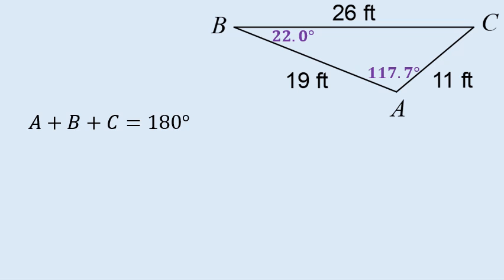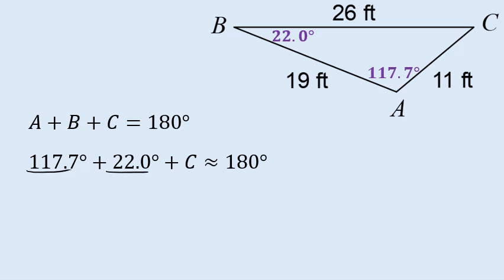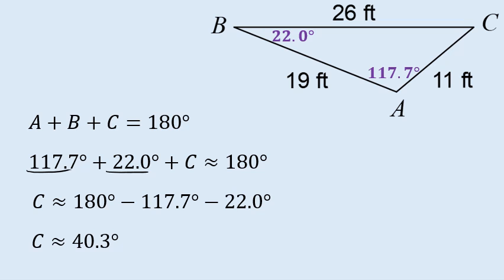If angle A plus angle B plus angle C is 180 degrees, I can find the measure of angle C using this formula, since I already know angle A is approximately 117.7 and angle B is approximately 22.0. Those are both rounded to the nearest tenth. So angle C would be 180 minus 117.7 minus 22, and that difference is 40.3 degrees. So now that I have a value for angle C, I've solved the triangle.